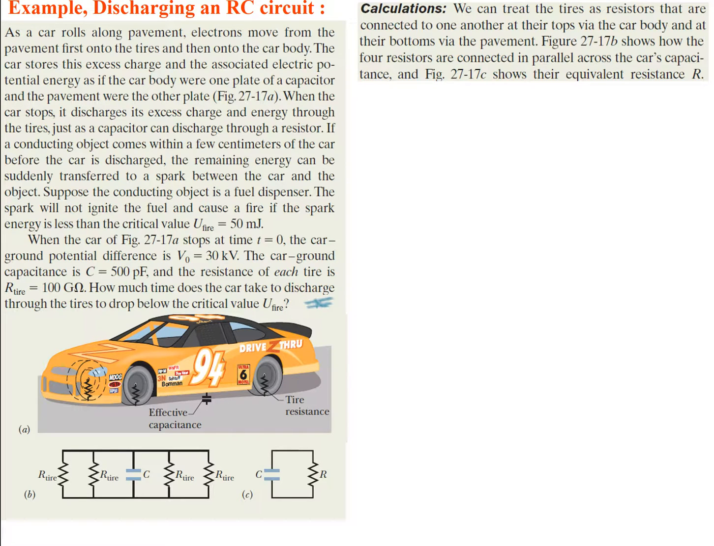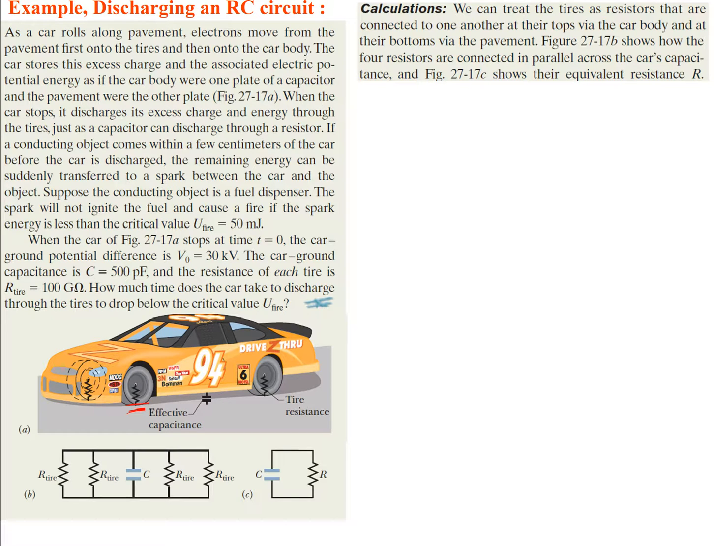Okay, so discharging an RC circuit. As a car rolls along pavement, electrons move from the pavement first onto the tires and then onto the car's body. This car stores its excess charge and the associated electric potential energy as if the car body were one plate of a capacitor and the pavement were another plate. So they're sort of creating a capacitor right here between the ground and the tire.